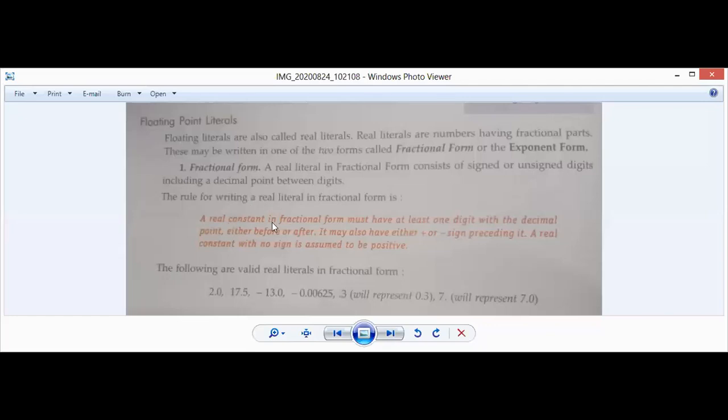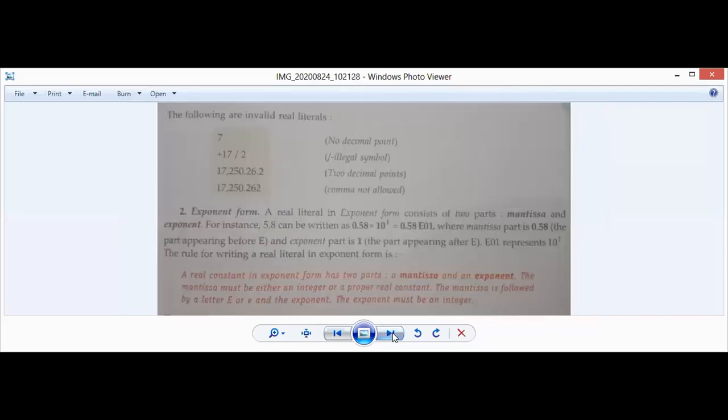A real constant in fractional form must have at least one digit with the decimal point, either before or after. Like here the point is written, so before the point there should be one digit. It may be 0 also, and after the point there must also be one digit, like 0.1, 0.2. Next is exponent form.